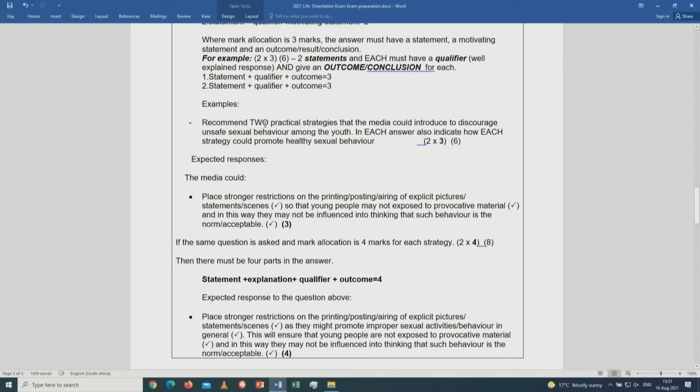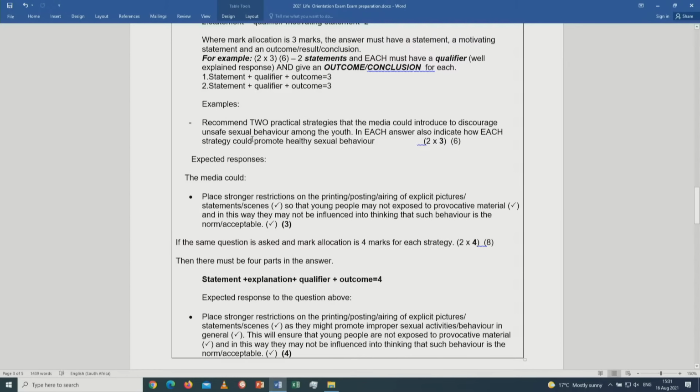Practical strategies that the media can use to discourage unsafe. So the key words here, over and above the instruction word, which is to recommend, is practical strategies that can be used by the media to do what? To discourage what? Unsafe sexual behavior amongst the youth.